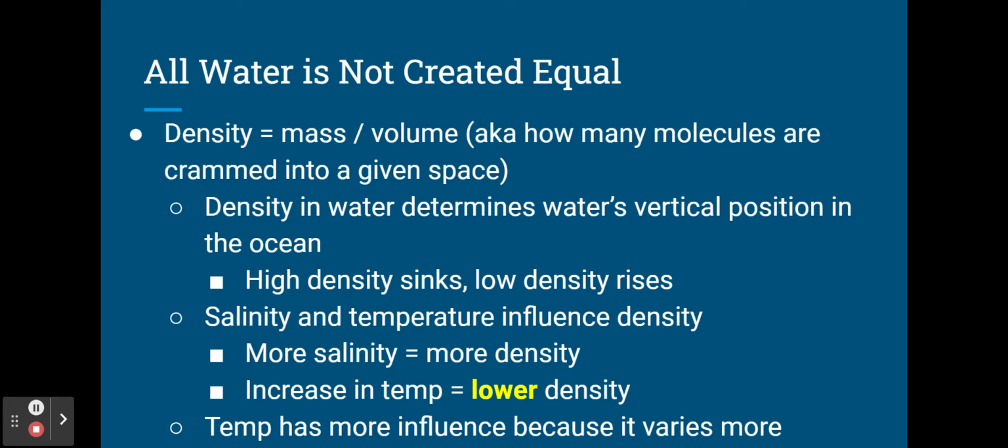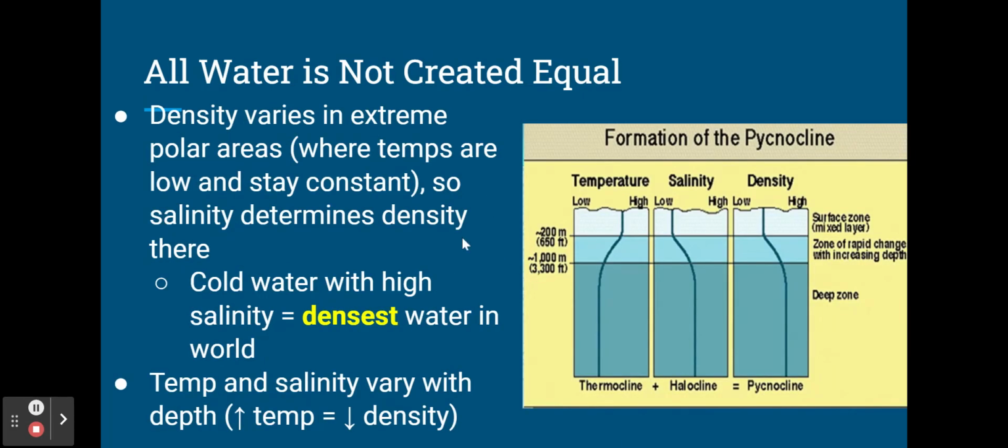Now salinity and temperature influence density. The more saline it is, the more density it has. The more salt it has, the more dense it is. If you increase the temperature, basically make it warmer, you lower the density. So warm water rises to the top because it has a lower density. Temperature has more influence because it varies more. So in most cases, when we're talking about variation in where the water is, we're talking about temperature.